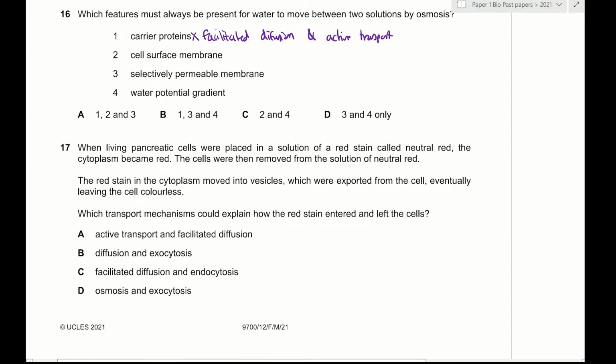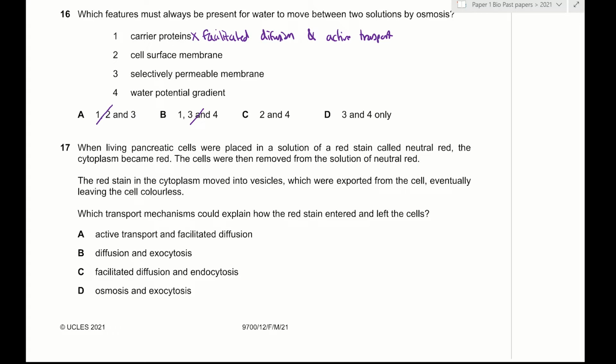2. Cell surface membrane. Cell surface membrane in this case is not yet accurate, so let's just leave it till the end and cross out A and B because we know for sure that one is going to be incorrect. 3. Selectively permeable membrane.